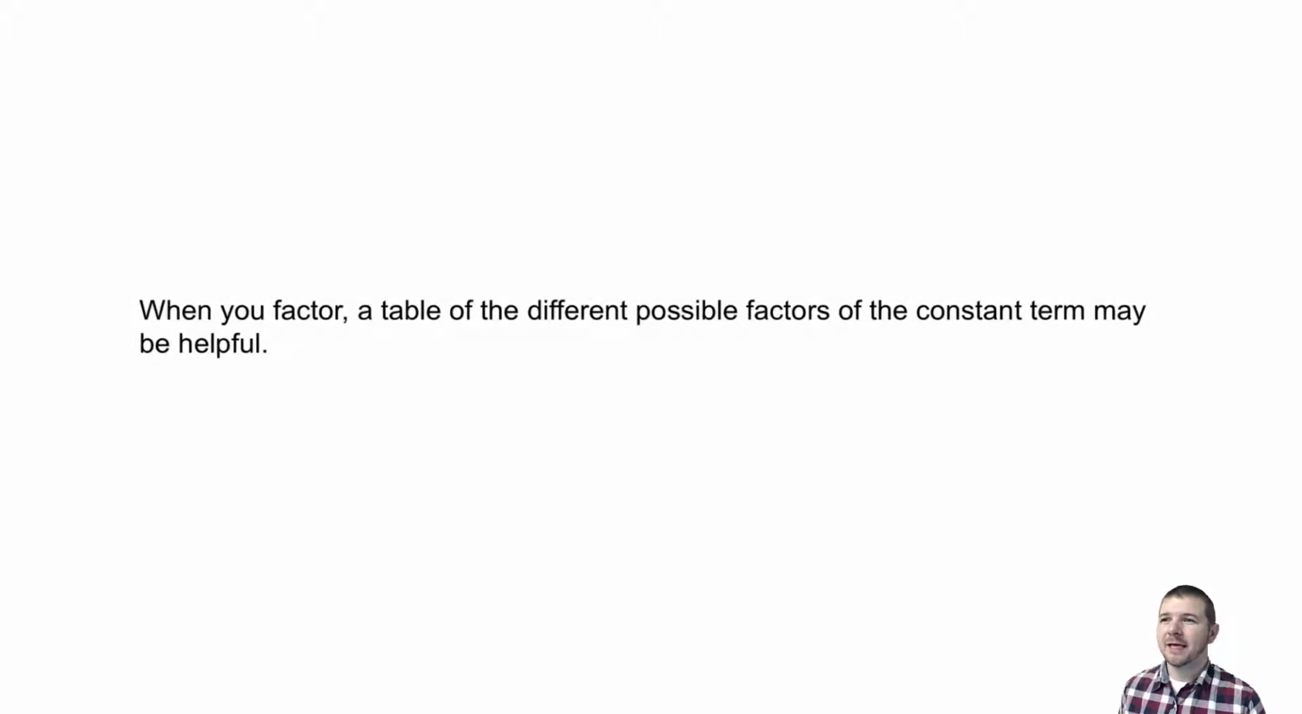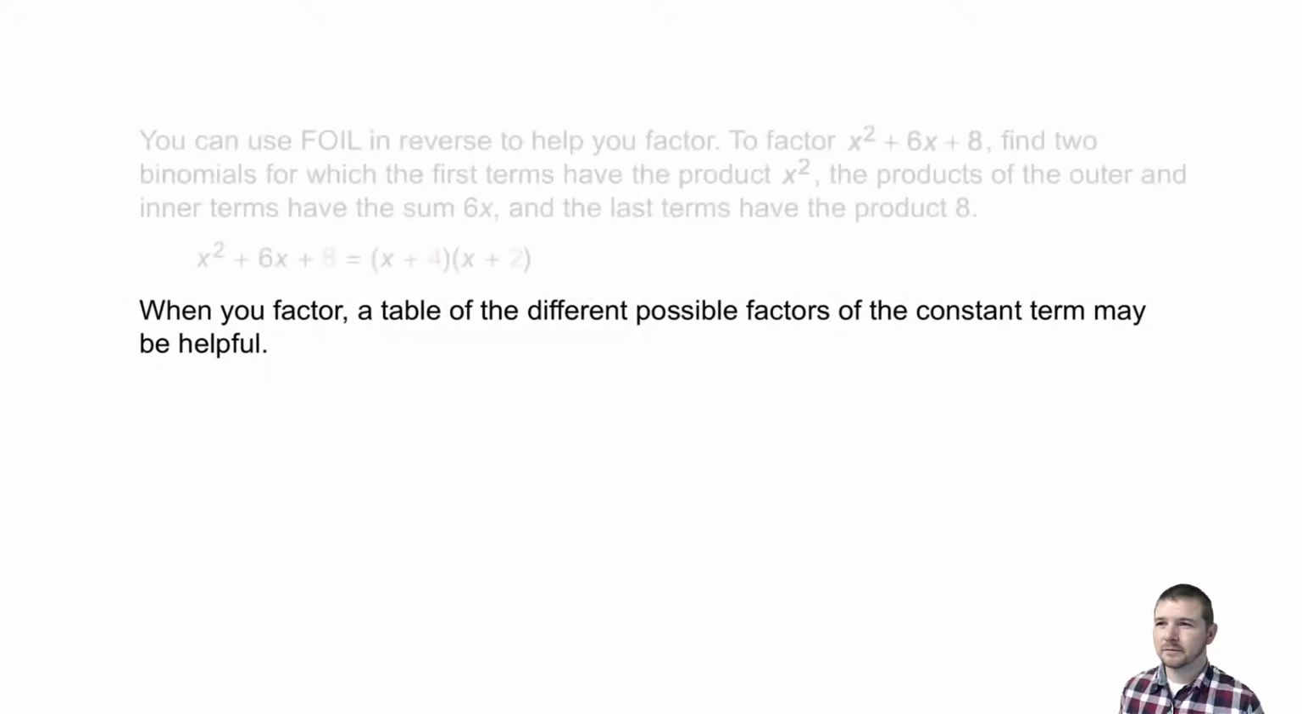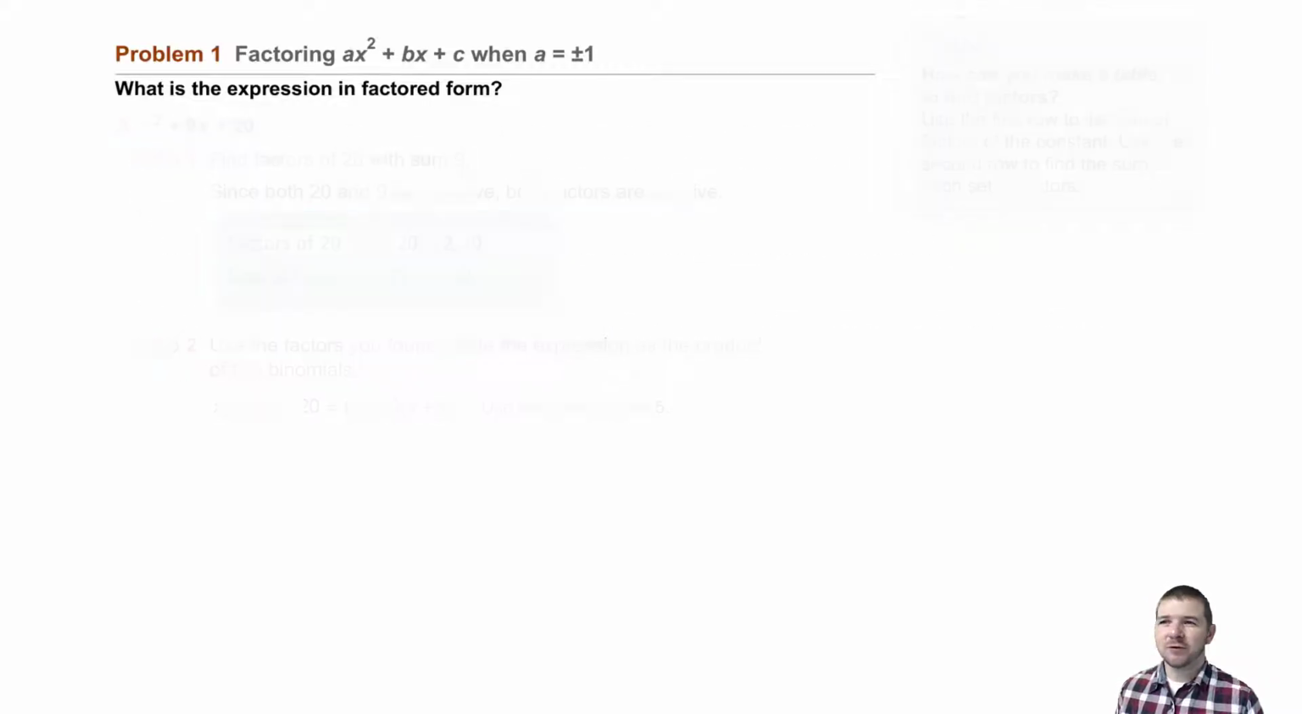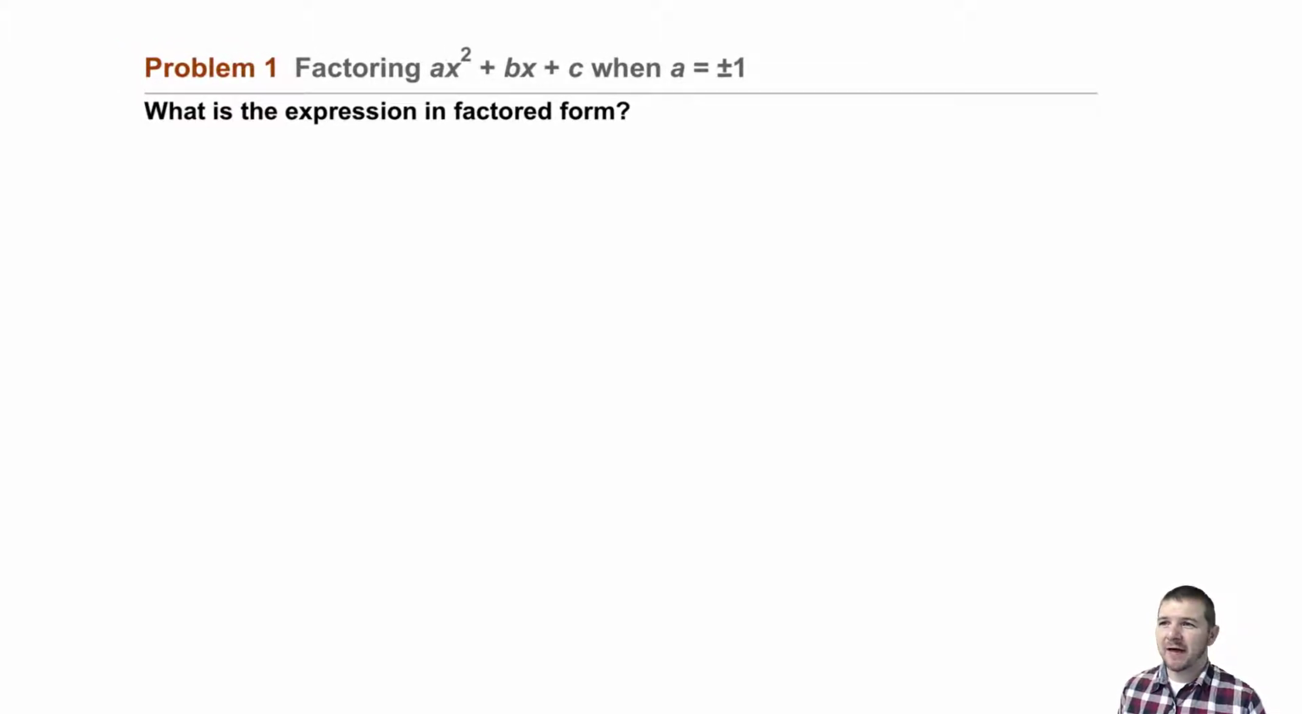When you factor, a table of the different possible factors of the constant term may be helpful. Problem 1. Factoring ax squared plus bx plus c when a equals plus or minus 1. What is the expression in factored form? Part A, x squared plus 9x plus 20.